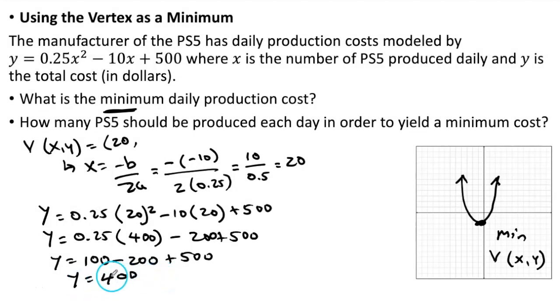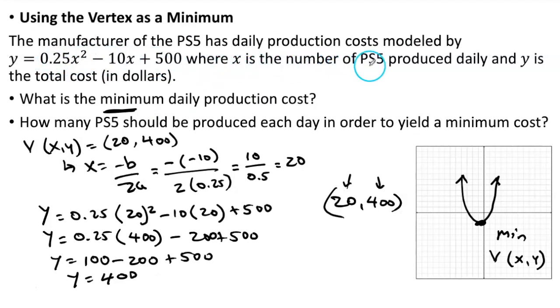Now we got the value of Y, which is 400. So my vertex is very important, 20 comma 400. Okay, this is the minimum value, 20 the X value, 400 the Y value. Let's go back to the problem. What is the minimum daily production cost? The manufacturer production cost modeled by this.